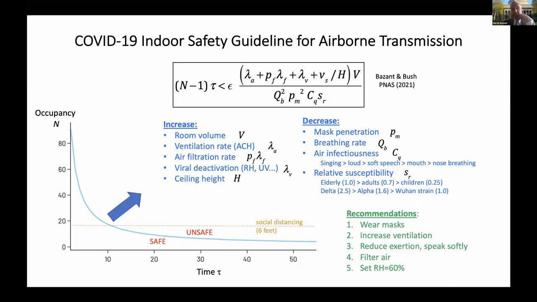There is the effect of breathing. So faster breathing rate means faster introduction and sampling of the air. The air infectiousness CQ that I introduced on the last slide is very sensitive to respiratory activity. In fact, that last slide shows it can vary by up to three orders of magnitude between essentially rest breathing through the nose and loud singing. And finally, there are variations also having to do with the strain of the virus, and also very importantly for COVID-19, the age and relative health of the occupants.